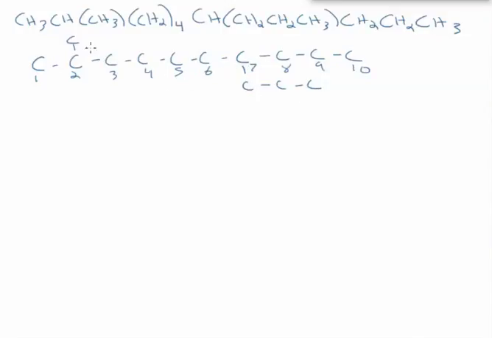This is a methyl, and this is a propyl, because it's 3. 2-methyl, 7-propyl, and it's 10, so it's decane.